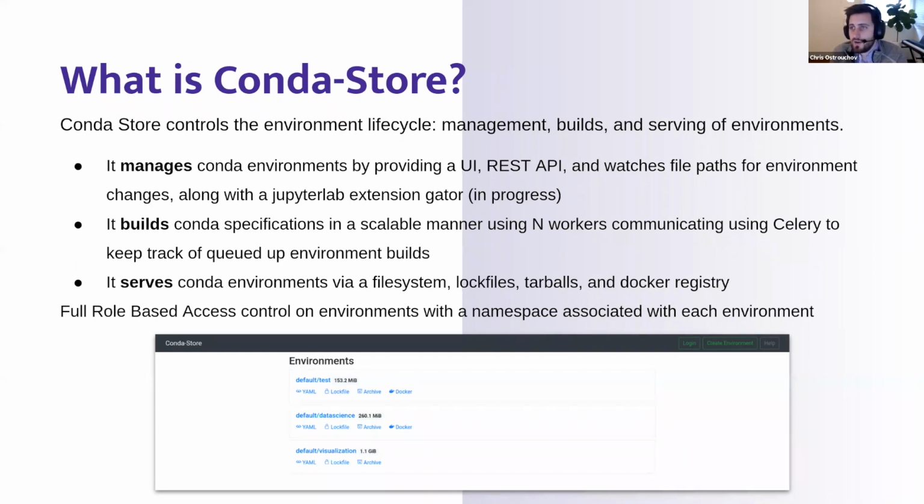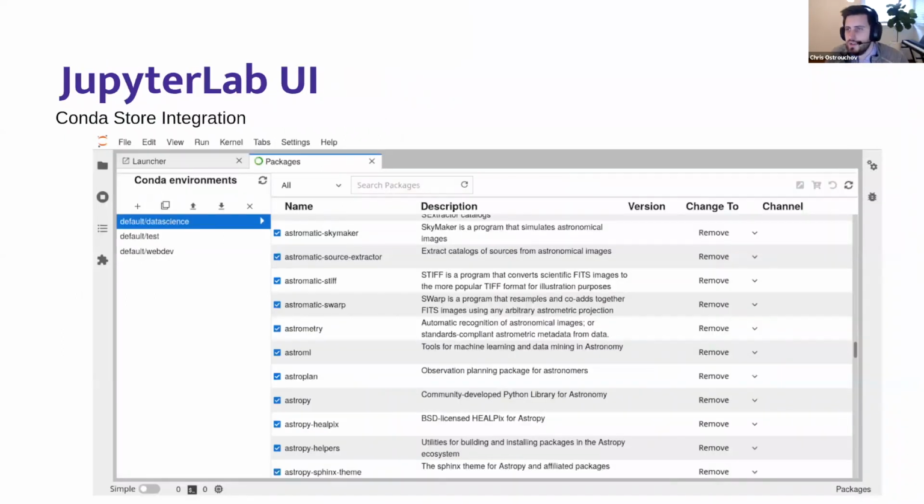It also, importantly for enterprise environments, builds Conda environments in a scalable manner. So it can theoretically build environments at the same time, just depending on the number of workers that you have. And then finally, it serves these environments via a file system, lock files, tarballs, and a Docker registry, which I'll show in a little bit. And all of this stuff is encapsulated in a full role-based access system, which allows you to have default permissions for unauthenticated users, have different namespaces that certain people can work in, and I'll show that in a second a little bit more. And then I'll also be showing the JupyterLab UI.